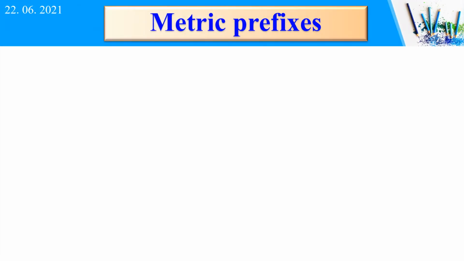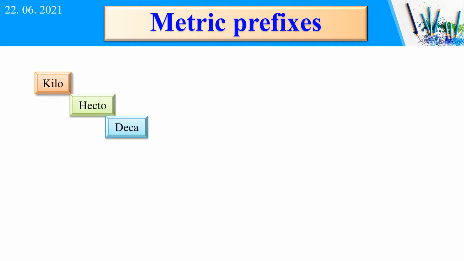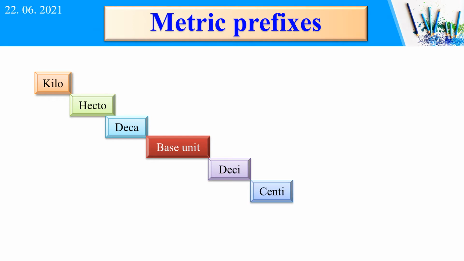Metric prefixes. Let me show some of the commonly used prefixes here. The first one is kilo. Next to kilo we have hecto. Next to hecto we have deca. Then the fourth one will be the basic unit. And next to the basic unit, deci. Next to deci, here we have centi, and finally milli. These are commonly used prefixes.